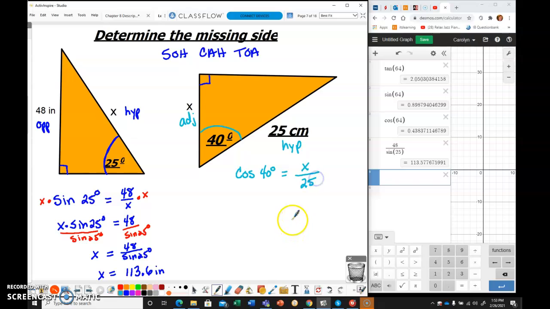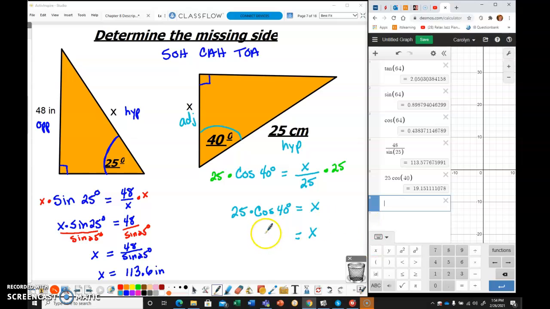is 25. All right, so I'm going to follow some solving steps here, and I'm going to multiply both sides by 25. So what that gets me is 25 times the cosine of 40 degrees equals x, because those 25s would cancel. So that's just what I'm going to type in my calculator: 25 times the cosine of 40 degrees. And I hit enter. And I get that that side length is going to be 19.2, and I'm dealing with centimeters on this one.